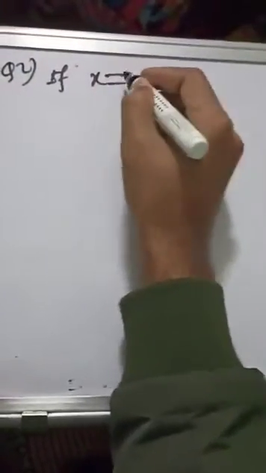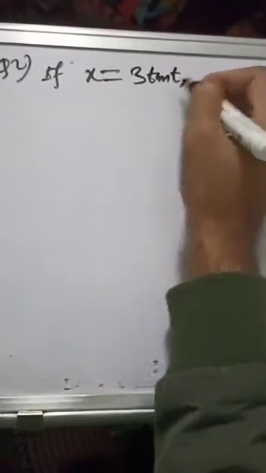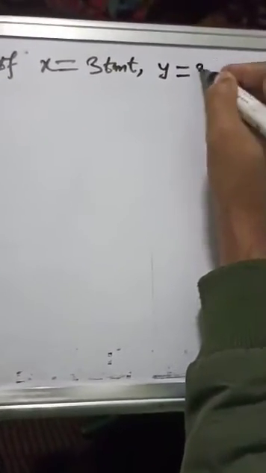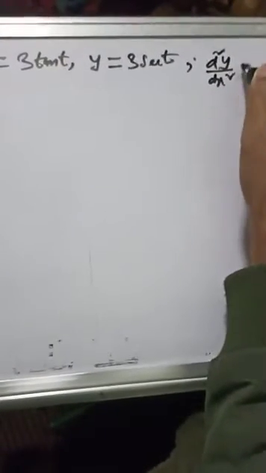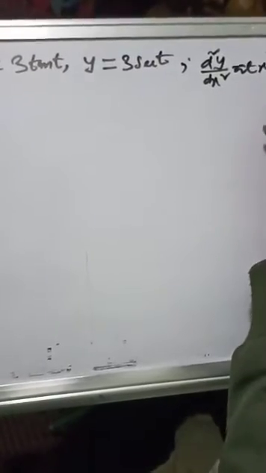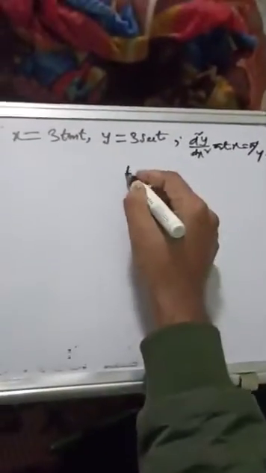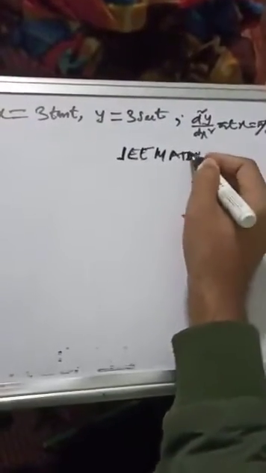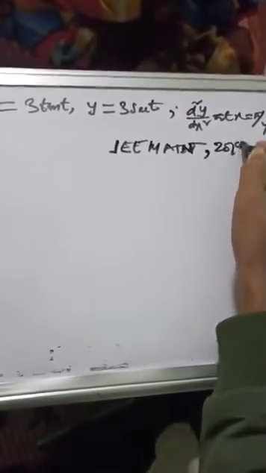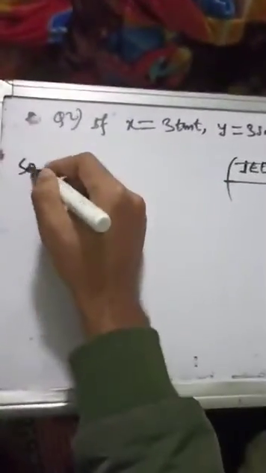Now we are taking another question of IIT-JEE. Question 2. If x equal to 3 tan t, y equal to 3 sec t, then what is d2y/dx2 at t equal to pi by 4? This is a JEE Main 2019 question. Let's see how we approach this.